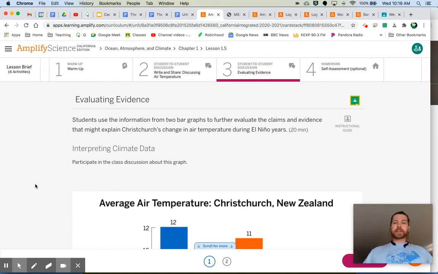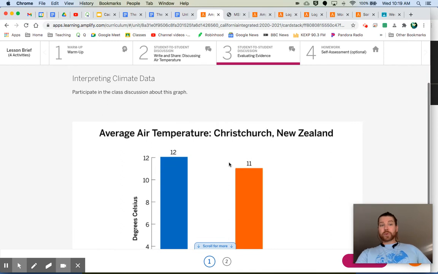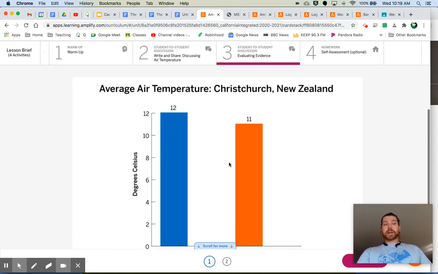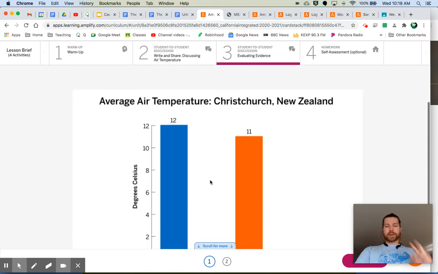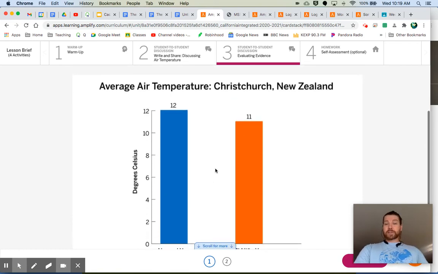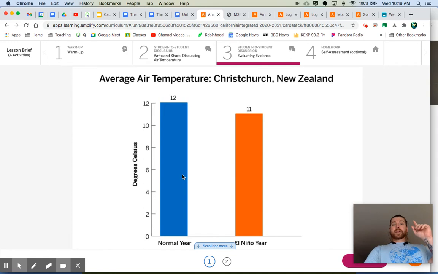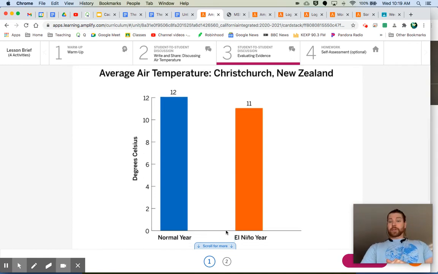All right, let's look at this. We're going to interpret some data. We have 2 graphs here. The first one is average air temperature in Christchurch, New Zealand. I'm sorry, two graphs are on the next one. We've seen this one before though. During a normal year and during an El Nino year. During a normal year, the average air temperature is 12 degrees Celsius. During an El Nino year, the average air temperature is 11 degrees Celsius. It is colder on average during El Nino years.